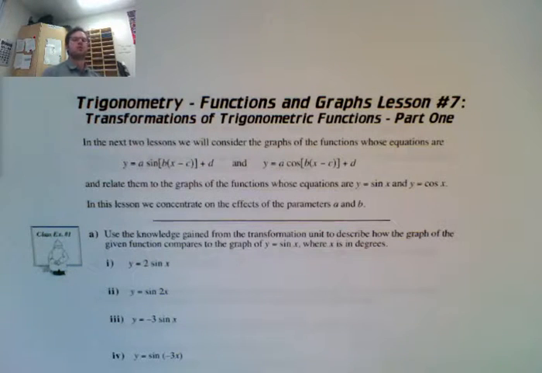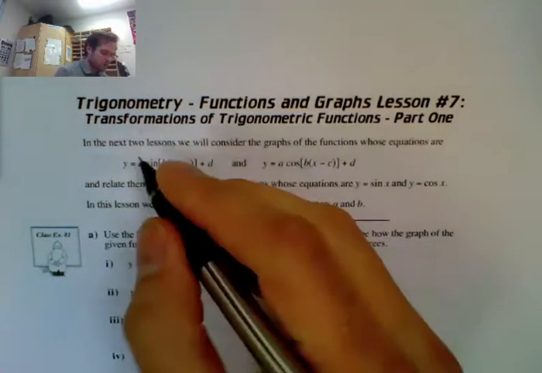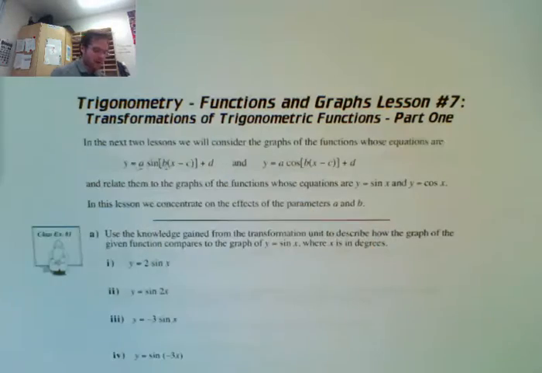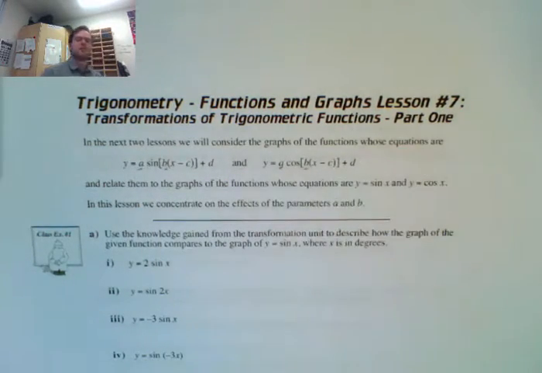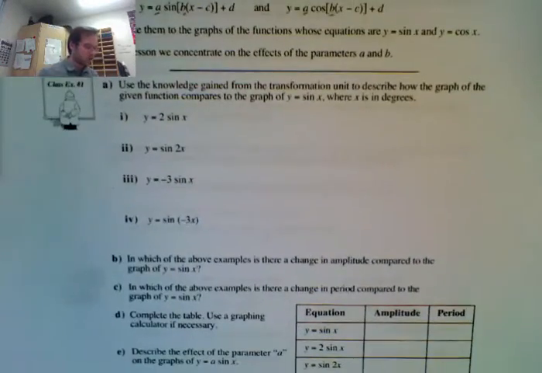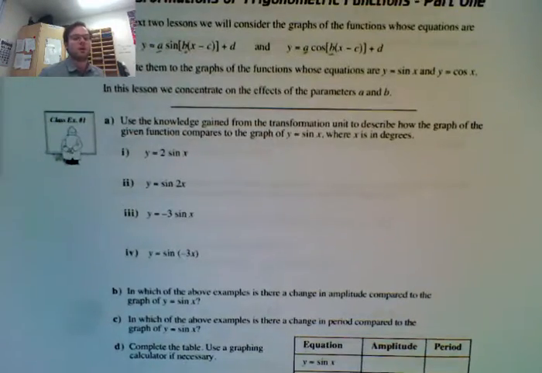Welcome Math 30-1 to your lesson on transformations of trigonometric functions. In this lesson, we're just going to be looking at our vertical and horizontal stretches. So in other words, we're going to look at how A and B affect the sinusoidal function and how A and C affect the cosine function. So let's take a look at question number 1.